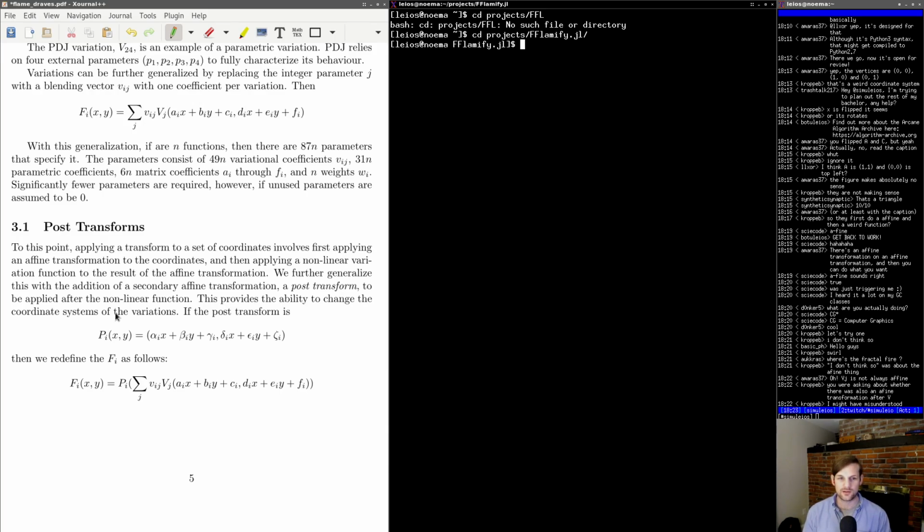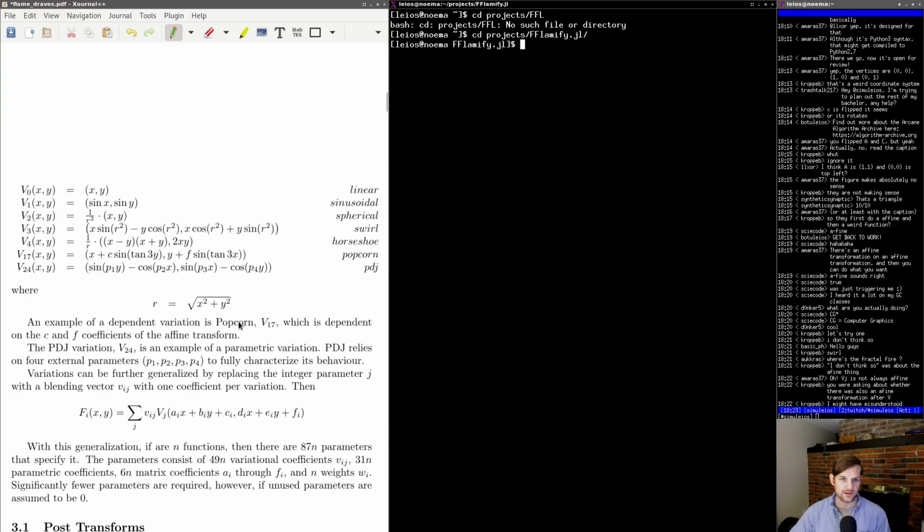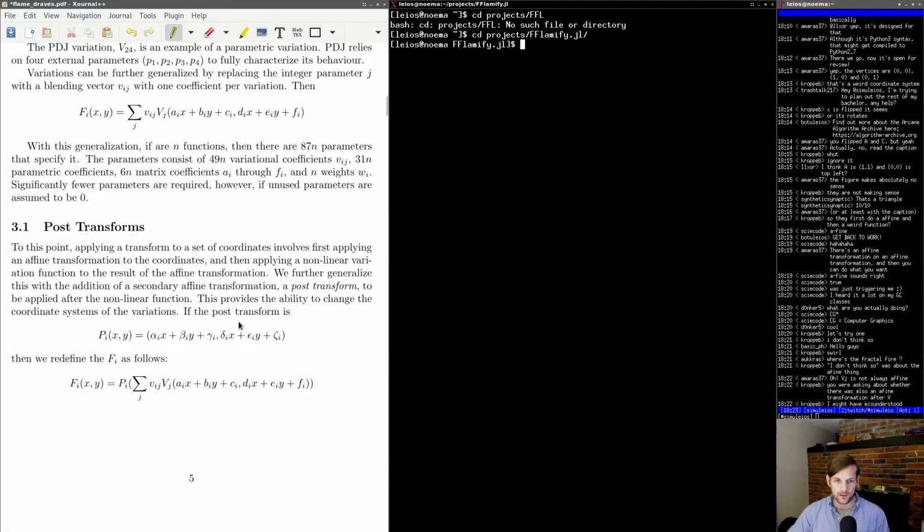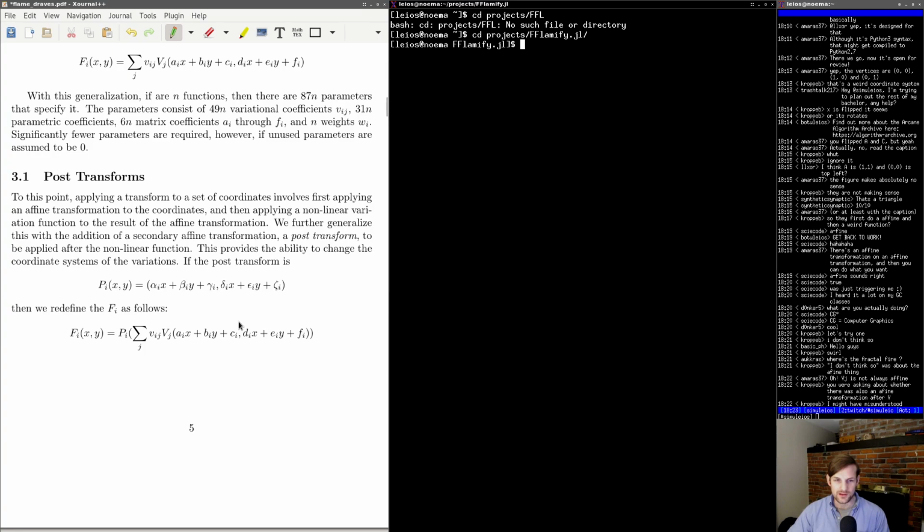To this point, applying a transform to a set of coordinates involves first applying an affine transformation to the coordinates and then applying a nonlinear variation function to the result of the affine transformation. Okay, it says it right there. So you do an affine transformation before applying a variation. Now, I'm not really sure what that transformation is exactly because it doesn't really state it. But I guess it can be anything, right? So I guess we'll just go ahead and hop in and start with that. We'll implement some sort of affine transformation and go from there.